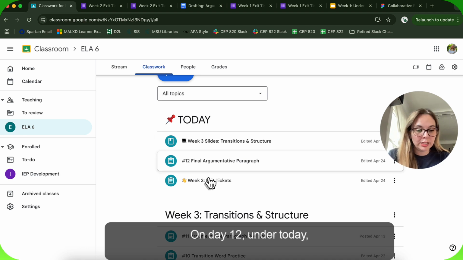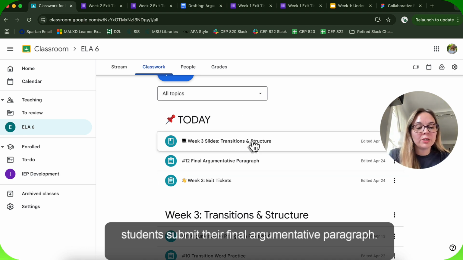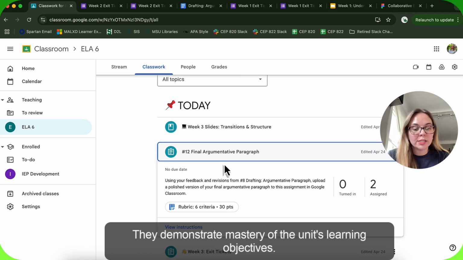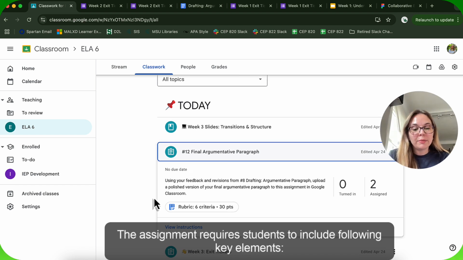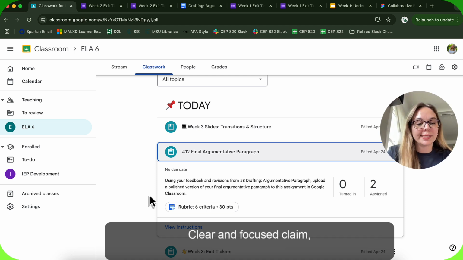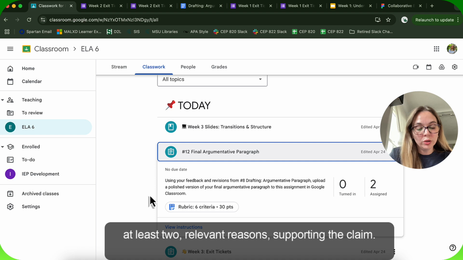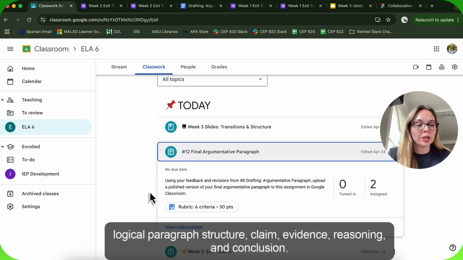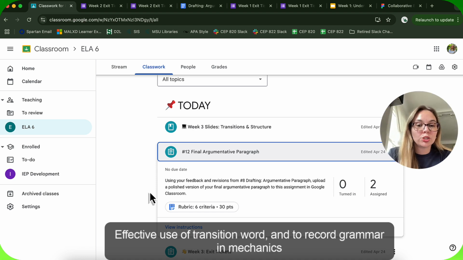On day 12, under today, students submit their final argumentative paragraph. They demonstrate mastery of the unit's learning objectives. The assignment requires students to include the following key elements: a clear and focused claim, at least 2 relevant reasons supporting the claim, evidence from provided sources correctly cited, logical paragraph structure, claim, evidence, reasoning, and conclusion, effective use of transition words, and correct grammar and mechanics.